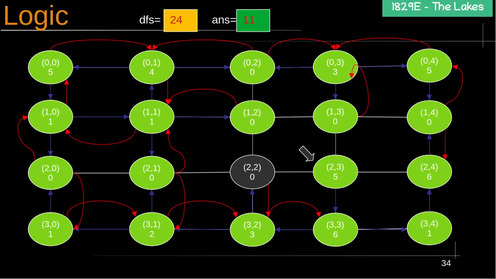It's visited, so we backtrack. From 2,4 is not completely explored, so we go to 2,3. 2,3 is visited, so no need to add this to DFS there. So we backtrack to 2,4. 2,4 is completely explored.